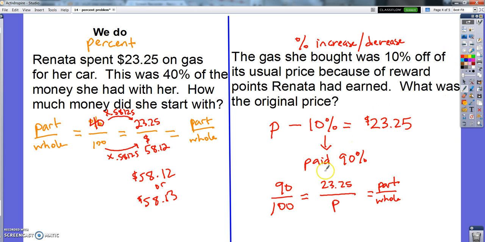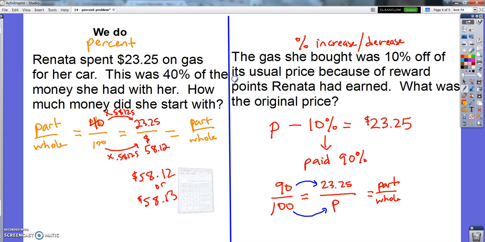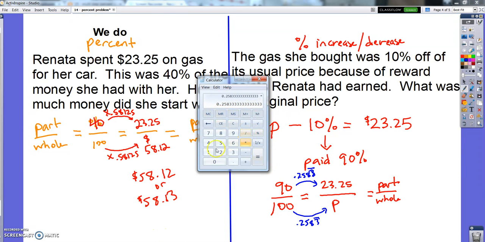So now that I've got it set up, I want to go from here to here. So 90 times what is 23.25? 23.25 divided by 90. So I'm going to multiply by a little more than a fourth, .2583 repeating. I like to just keep that number in my calculator and then times 100. And so the original price of the gas would have been $25.83.